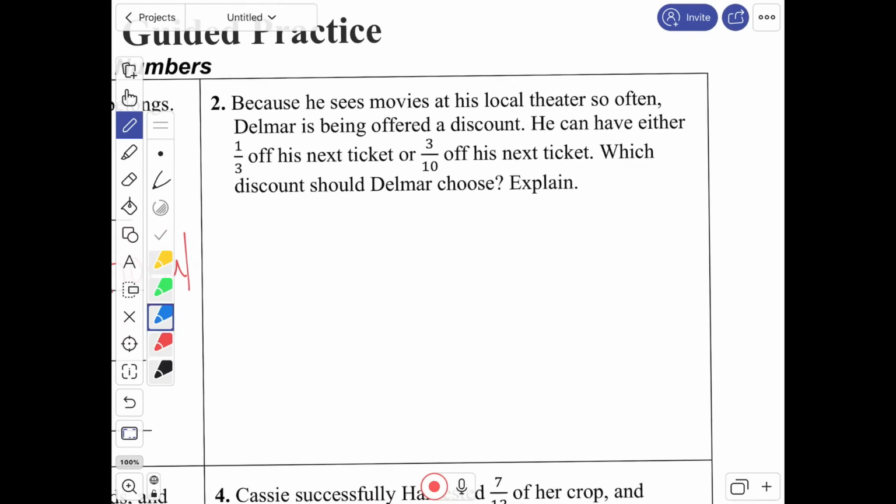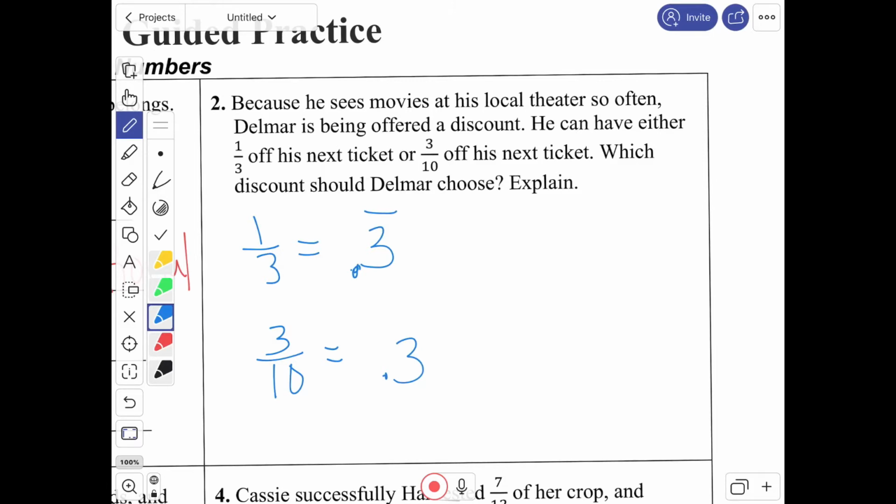Number 2. Because he sees movies at his local theater so often, Del Mar is being offered a discount. He can have either 1/3 off his next ticket or 3/10 off his next ticket. Which discount should Del Mar choose? So we are comparing 1/3 and 3/10. It'd probably be easiest if we change them to decimals. And we know that 1/3 is 0.3 repeating and 3/10 is 0.3.